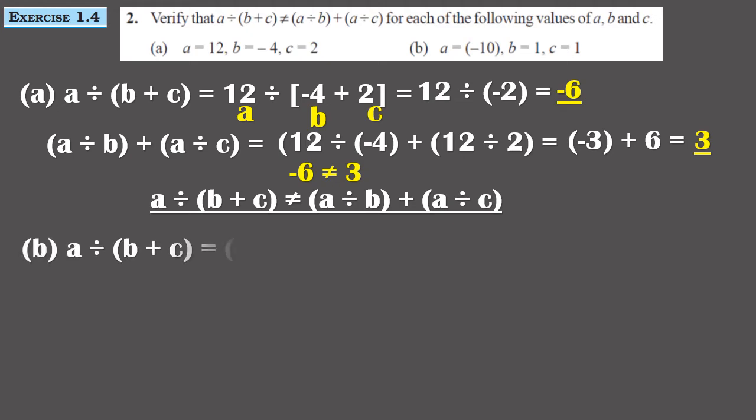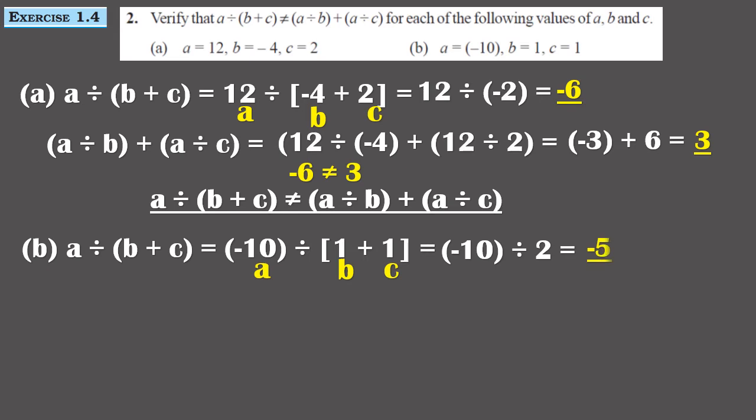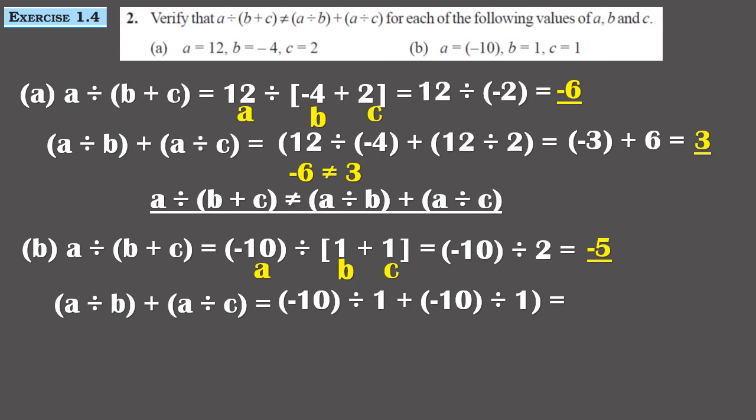The second example, A divided by B plus C. Here A equal to minus 10, B equal to 1, C equal to 1. So minus 10 divided by 1 plus 1 is 2. So minus 10 by 2 is negative 5. Now the other way, that is A divided by B plus A divided by C. So minus 10 by 1 plus minus 10 by 1. When you divide any number by 1, you get the same number only. So it is minus 10 plus minus 10, which is equal to minus 20.